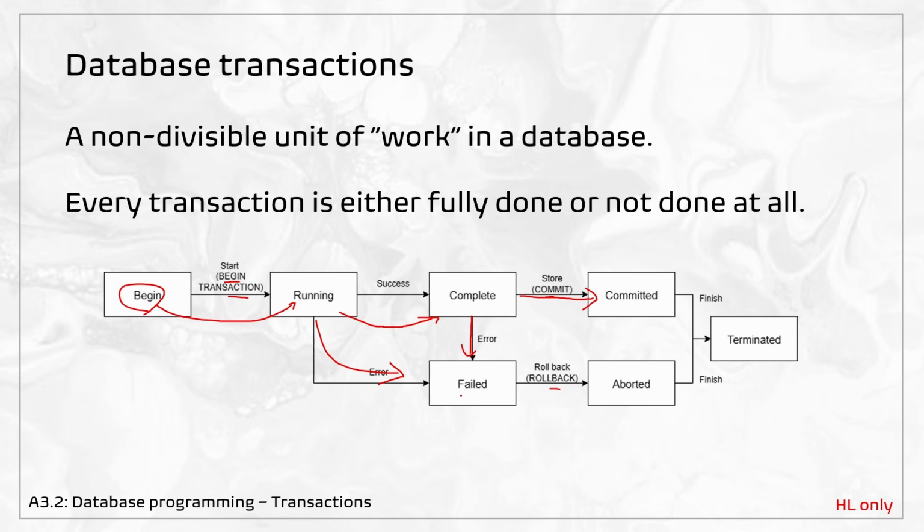If the transaction is in the failed state, the rollback command is run, which reverts the database back to the state it was in before the transaction began. This means that the transaction was aborted. So after its rollback, the transaction is moved to the aborted stage. After a transaction is committed or aborted, it is terminated, and the next transaction can begin to execute.